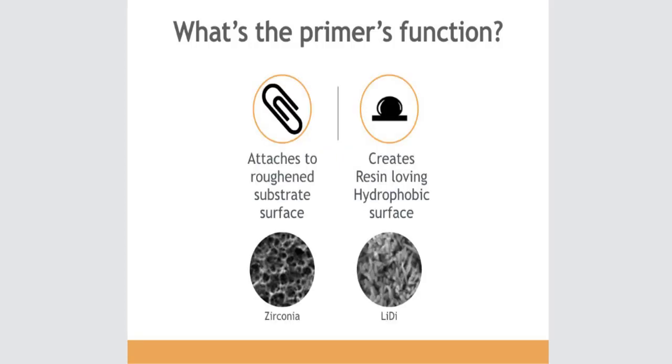The primer's function is that it attaches to the roughened substrate surface, and this is why you have to clean it, because you want to clean all the junk out of this roughened substrate surface. Okay, so it creates a resin-loving hydrophobic surface. Think of a car that's just been waxed and the water beads on that. Resins love that. So lithium disilicates and zirconias look different, but you prime these surfaces for the same reason. You want that surface to be a resin-loving hydrophobic surface.